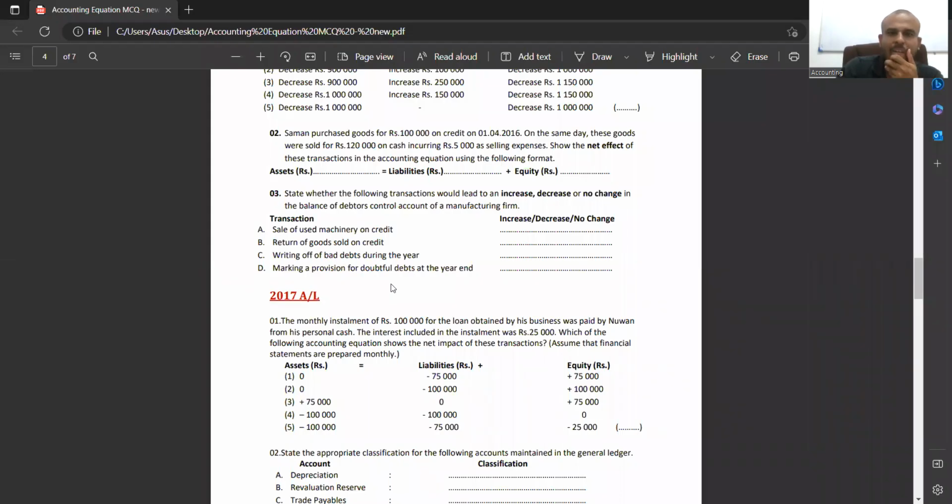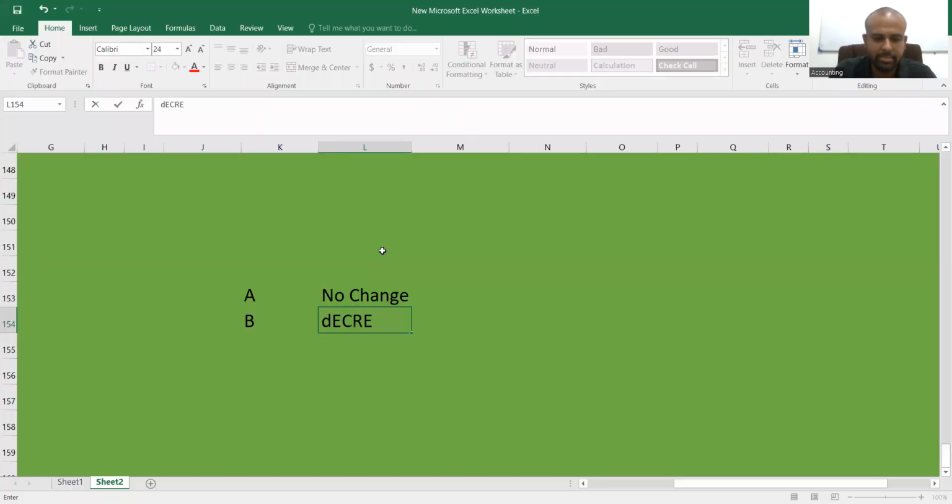Return on goods on credit. Puta, return on goods sold on credit. When the debtors return the stocks, when there's a sales return, debtor balance will what? Decreases. Debtor balance will decrease. Look at the next one.